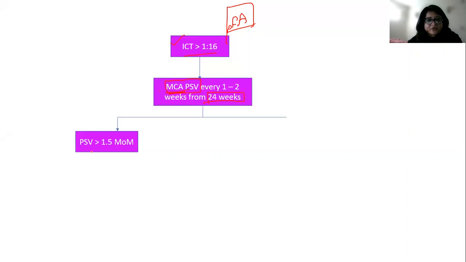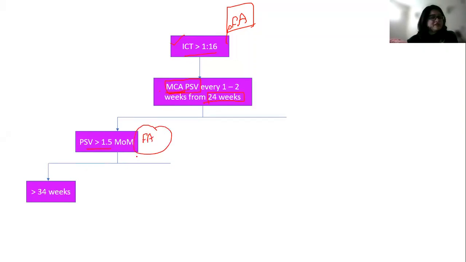If the PSV is more than 1.5 MoMs, what does that mean? That means there is fetal anemia. So what do we do? If she is more than 34 weeks, we deliver her. We know she's ICT positive and there is evidence of fetal anemia. She's crossed 34 weeks, we are now pretty comfortable, the fetus's lungs are mature. So we will not wait any longer and we will deliver her. This was the question in the quiz.